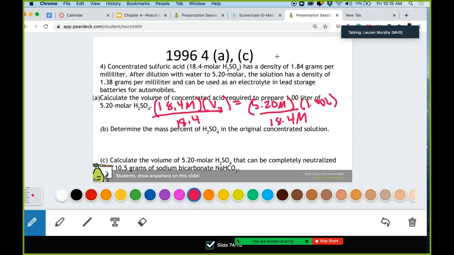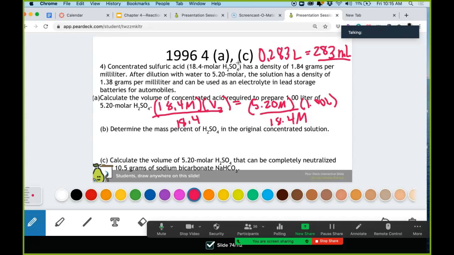And you get 0.283 liters, which would be 283 milliliters. Questions? Okay, so that was A.